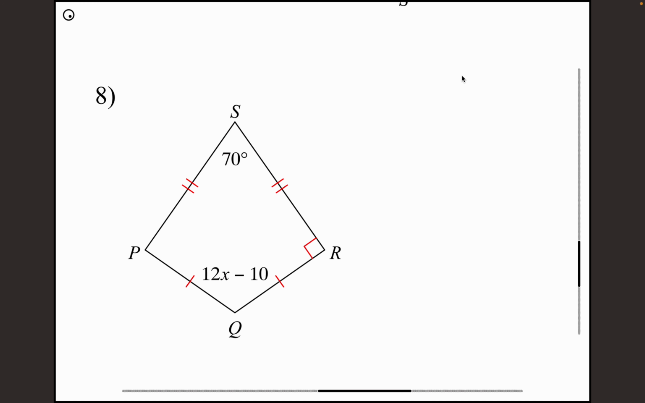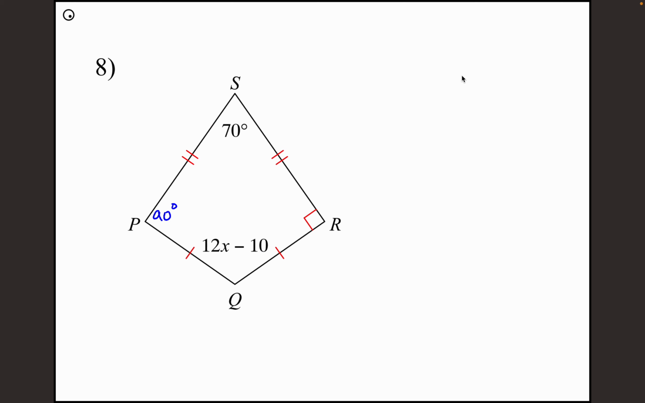Did you not get it? Okay, this one. What two angles are congruent? P and R. So if R is 90, what values are? We're at this box right here. 90. So if R is 90, what's P? It's also 90.